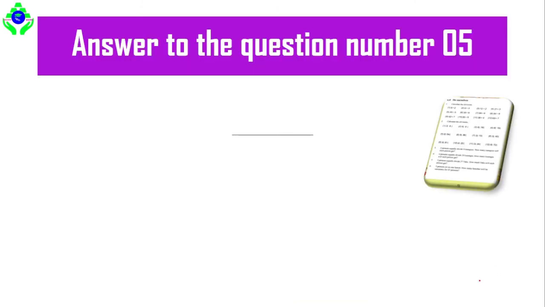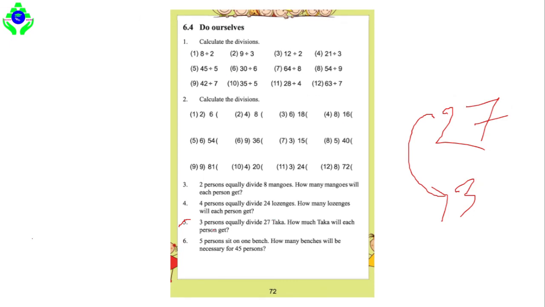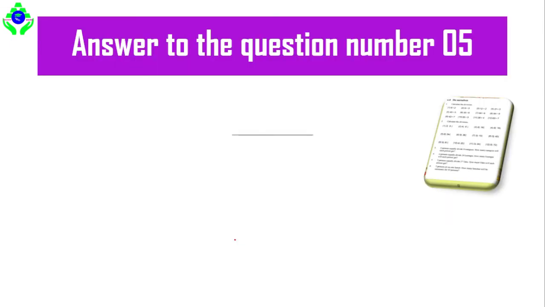First of all, you should write something like that. You can see in this question there were 3 persons. That's why we write a 3 here, and there were 27 taka. That's why we write 27 here. Now your duty is to make 27 from a number which can be obtained from 3 times that number. We know that 3 times 9 is equal to 27. That's why we write 27 here.